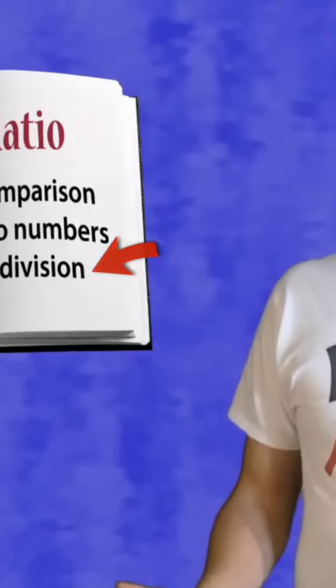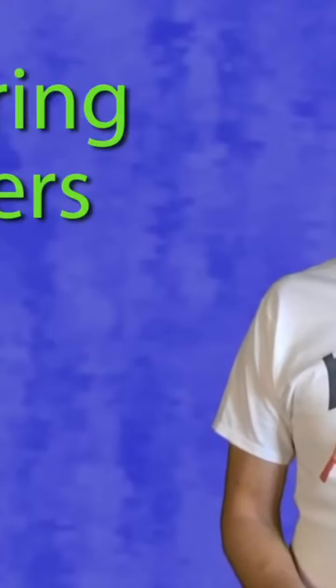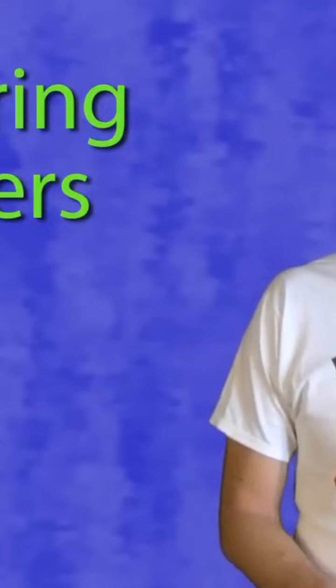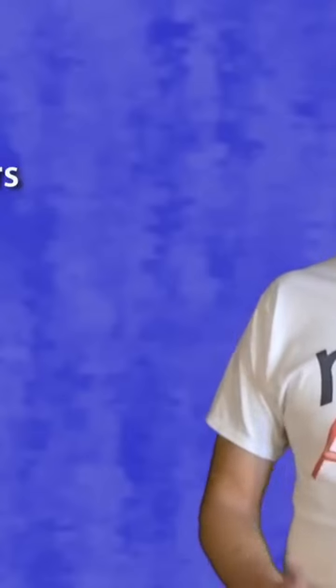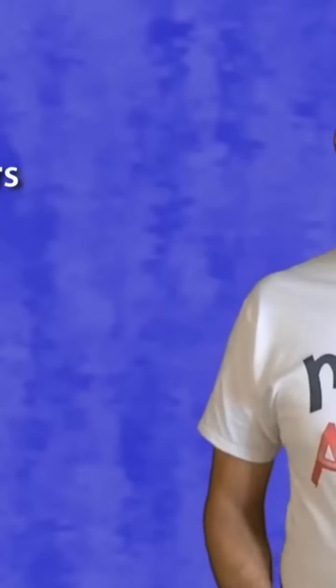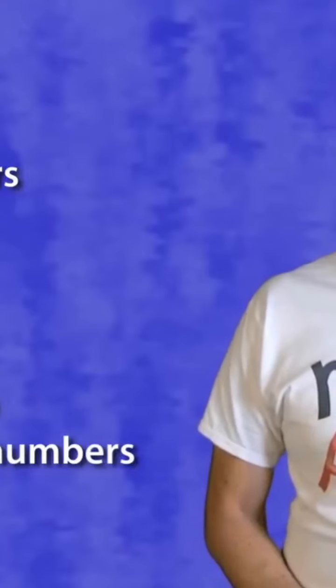Well, that's true, but it's also a little confusing. And it's confusing because most of us think of comparing numbers as trying to decide if a number is greater than, less than, or equal to another number. But with ratios, we're not trying to compare numbers like that. Instead, we're really trying to see how two numbers relate to each other. And so at Math Antics, we like to think of ratios as a relationship between two numbers by division.